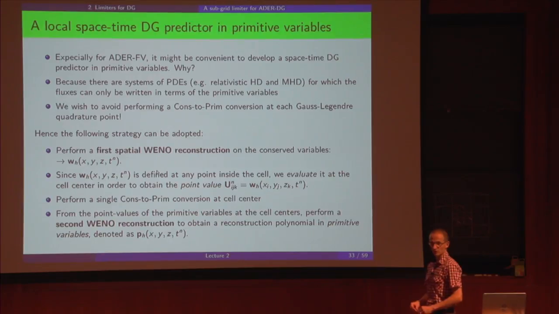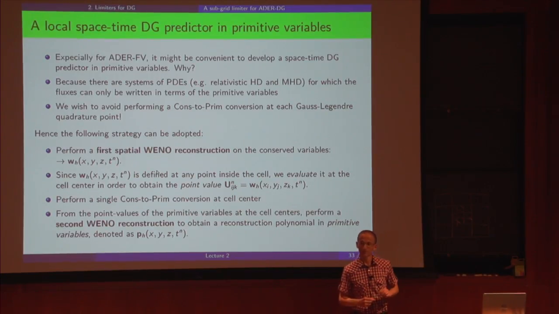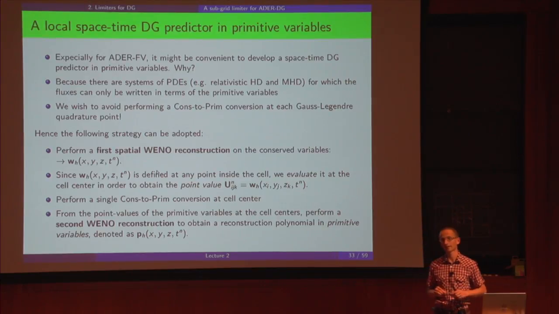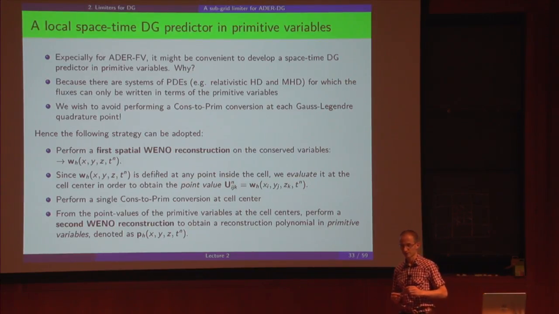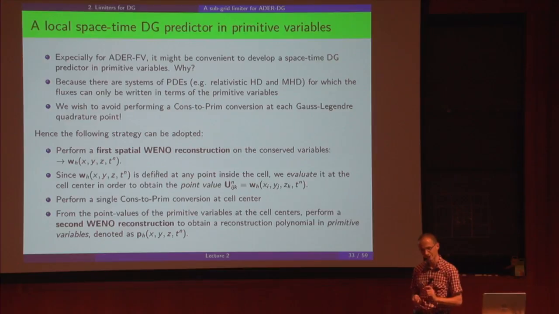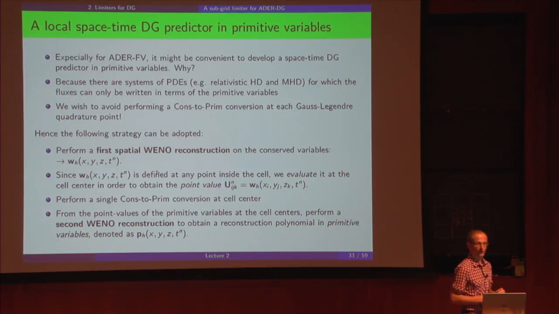Now there is another issue which can come out, because I've described, as I anticipated before, a local space-time predictor in conserved variables. My polynomial is in conserved variables. Is this a good choice? Yes, it can be, but think about the relativistic case. In the relativistic case, the fluxes cannot be written explicitly in terms of conserved variables, as Charles yesterday stressed. They can only be written in terms of the primitive variables. So you have to perform a cons to prim conversion at every Gaussian point. This is bad.